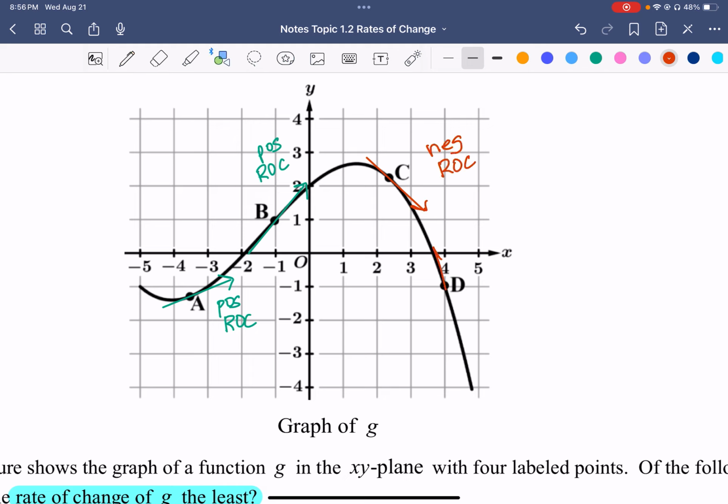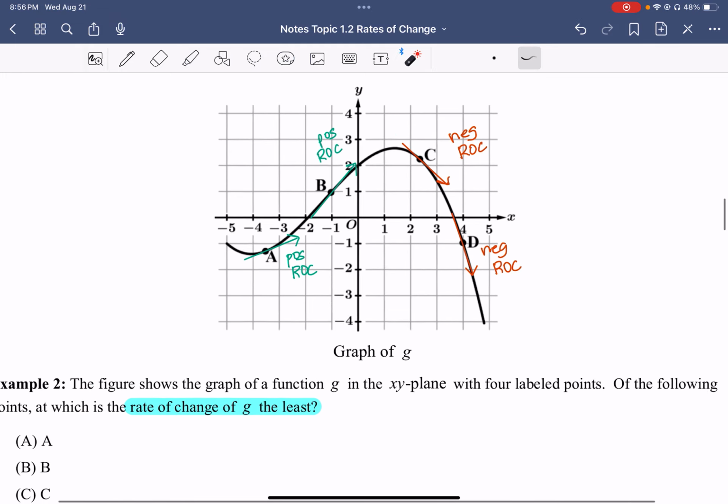And then for point D, same thing, it's going down. So point D has a negative rate of change as well. But if you're looking at C, you can see it's a little bit more horizontal than D. D almost goes straight down, so that lets me know that D is going to be the smallest.